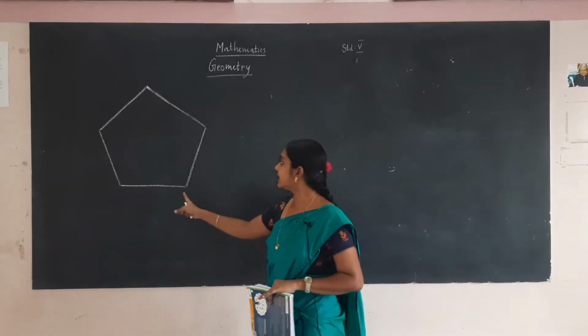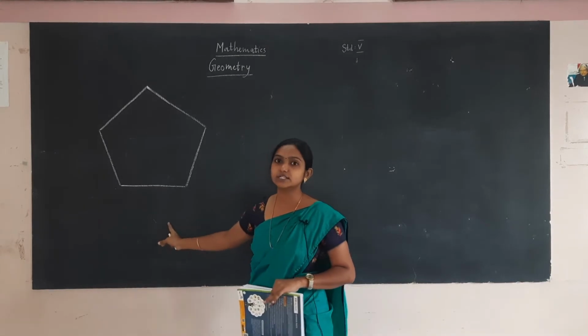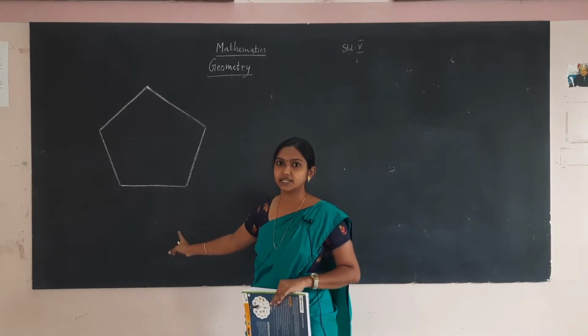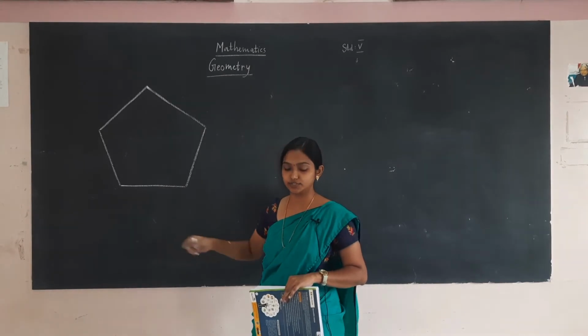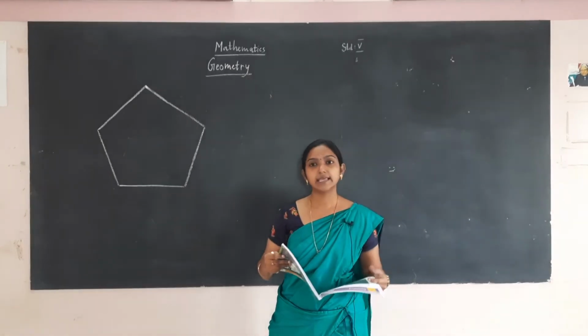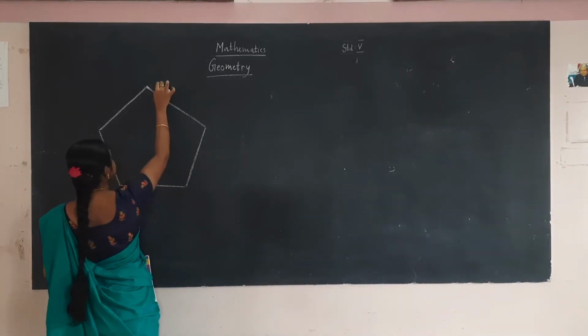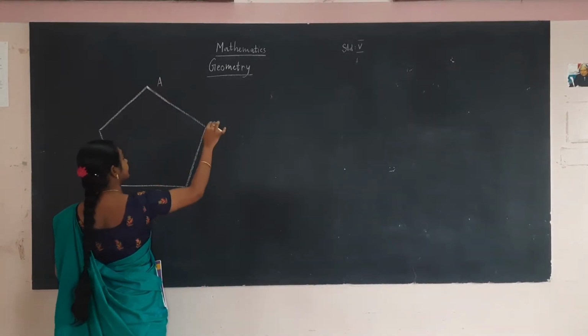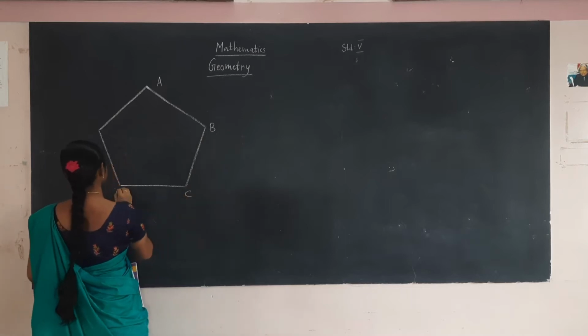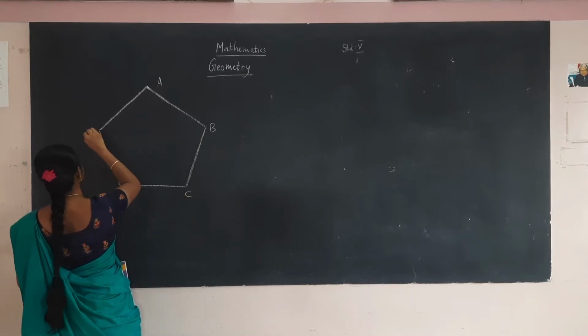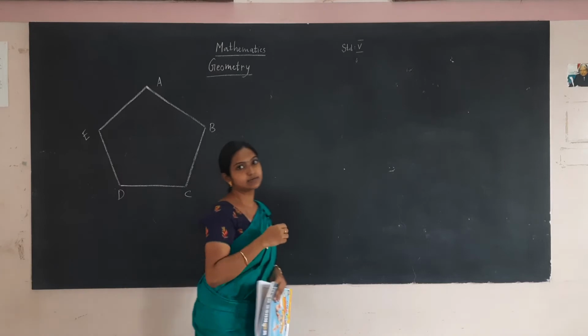But here we have 5 sides. So, this polygon is called a pentagon. You draw a pentagon in your note. Now, label the polygon. You are going to label the polygon as A, B, C, D and E. I have labeled my polygon.